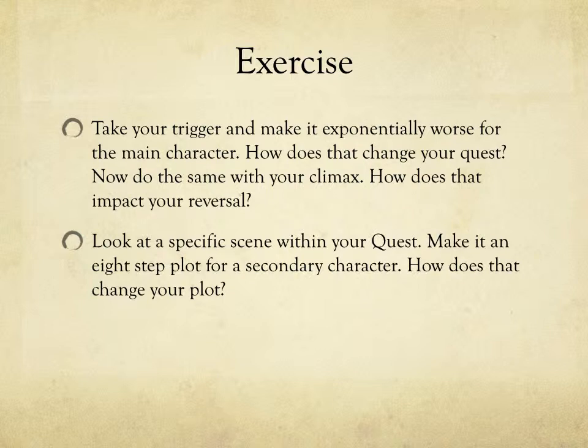So, for example, if your trigger is your character gets a bad grade on a test, instead of a bad grade on a test, how about your character gets kicked out of school? How about that's the events that unfurl? So then your main character's response to that trigger is going to be much different than to a single bad grade.